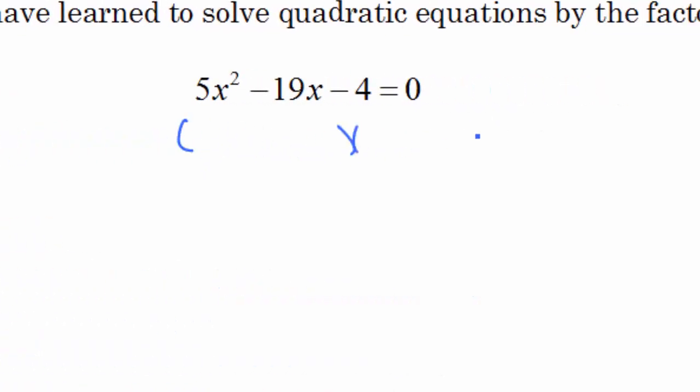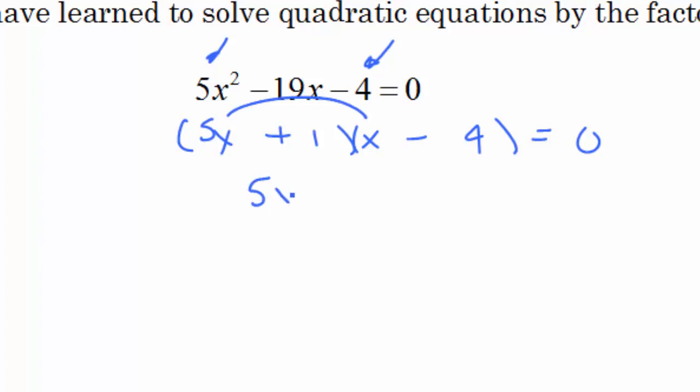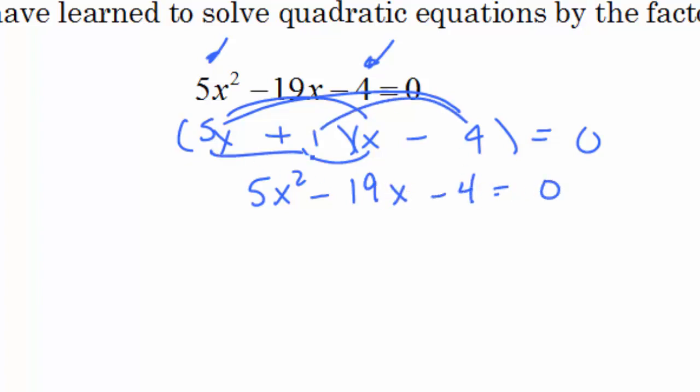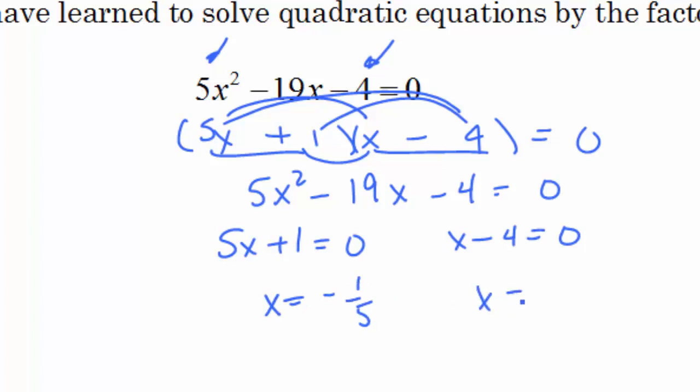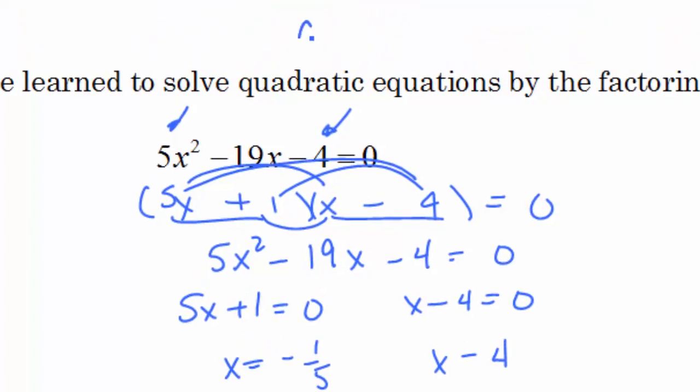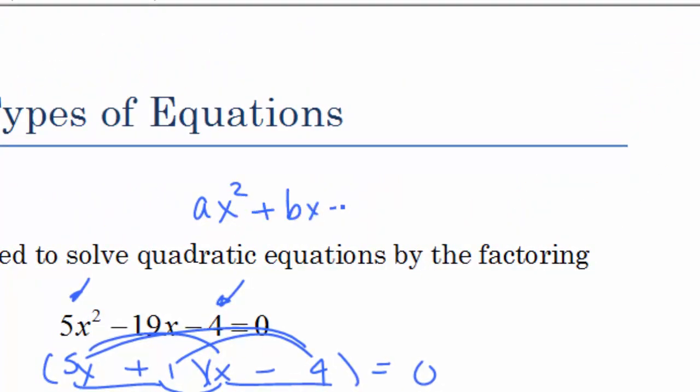Let's just try that again. Here we would factor: what multiplies to get 5, what multiplies to get 4, either 2 and 2 or 4 and 1. And so checking that, of course that's 5x squared. That's negative 20 plus 1 is negative 19x, and that's negative 4. And again, after we factor, we would set each factor equal to 0 and solve for x, again getting two solutions.